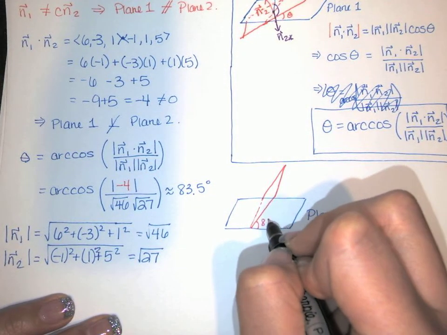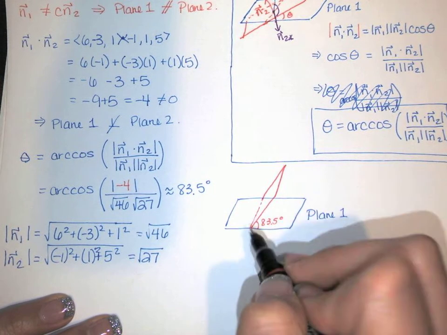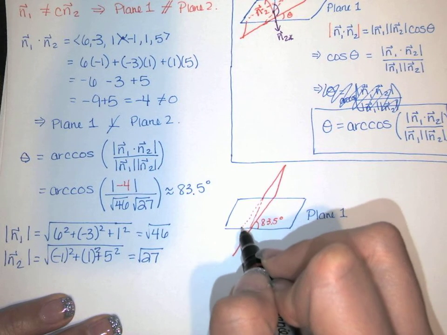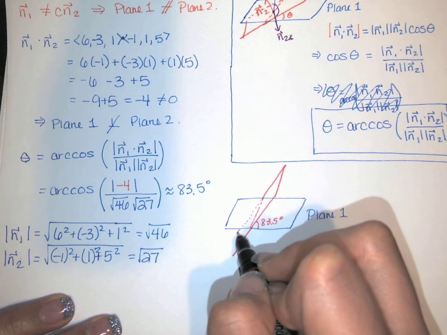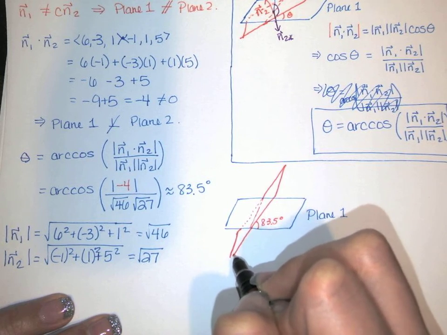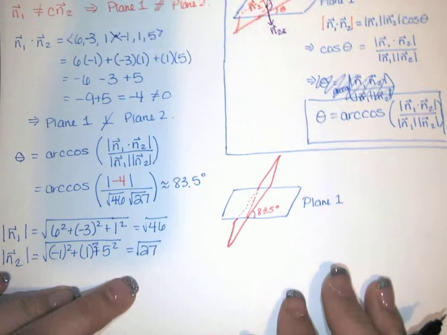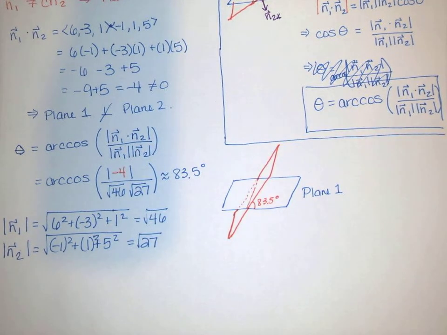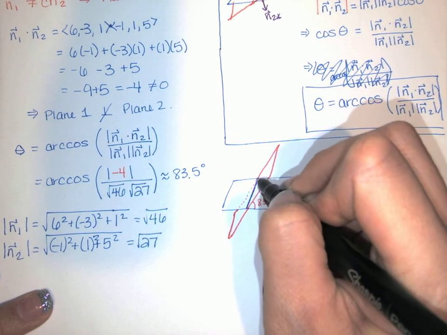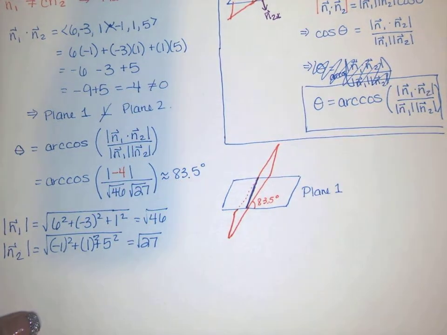And that's 83.5 degrees. It's hard to draw. I really respect people that have a talent for this. Okay, so that's 83.5 degrees. And we were asked to find the equation of this line, the line of intersection of the two planes.